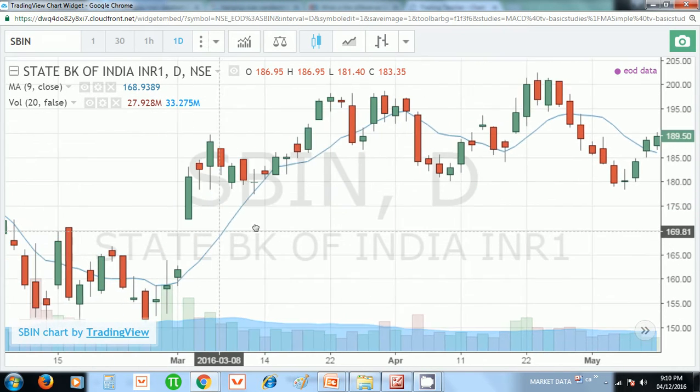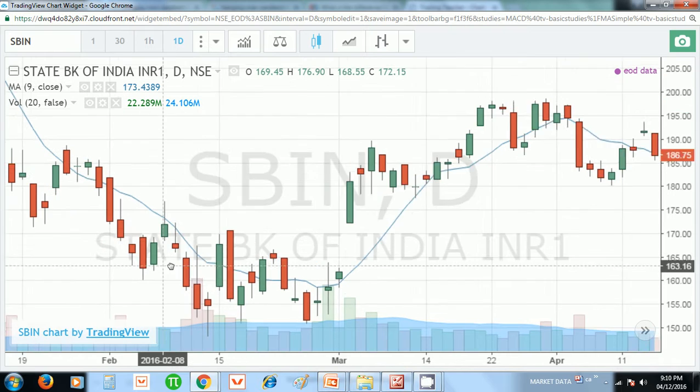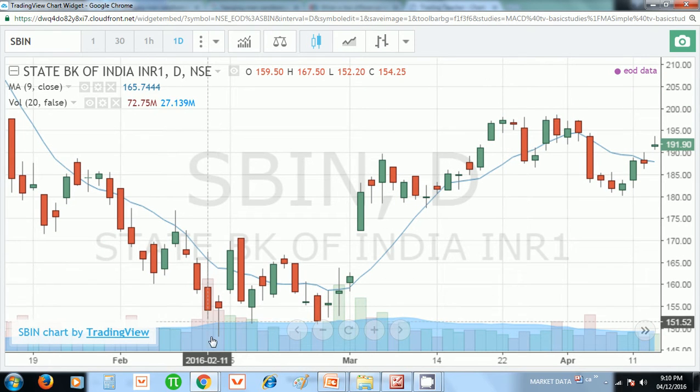And this is the simple meaning of the hammer and hanging man. The current trend was a downtrend here. The hammer was found, and the next day the market went to the upside. This is the trend reversal.